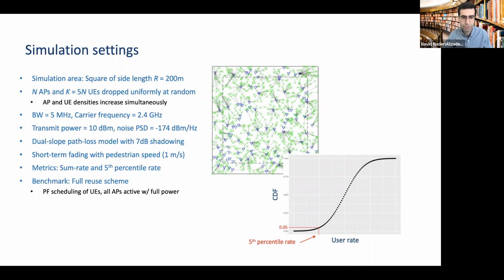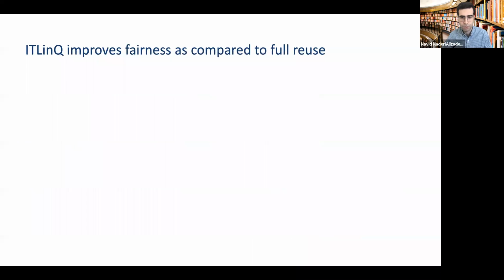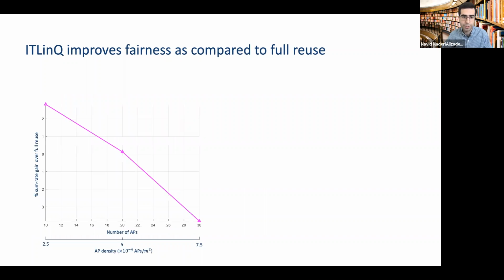And we just use a simple benchmark for now to compare with. Basically, we use a full reuse scheme, which just does the PF scheduling of the users. But in terms of the power control, there is no interference management involved. So all access points are active with full power. And what we observed in this setting is ITLIQ with this notion of proportional fairness ordering of the access points is helping in terms of fairness.